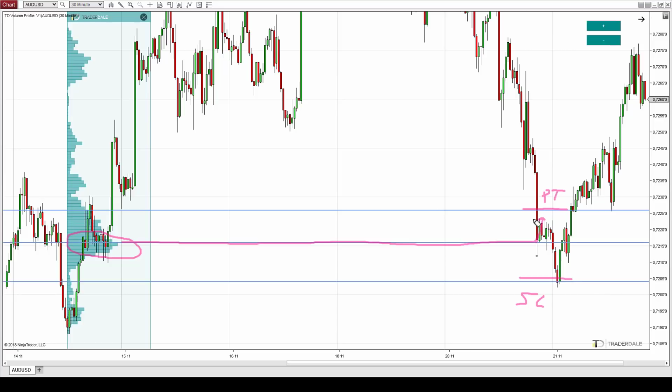This is the reaction point. This is where the price reacted. So this is where I secured my position. And as you can see, the price hit my stop loss, which was right there. And I took minus 4 pips from this trade.